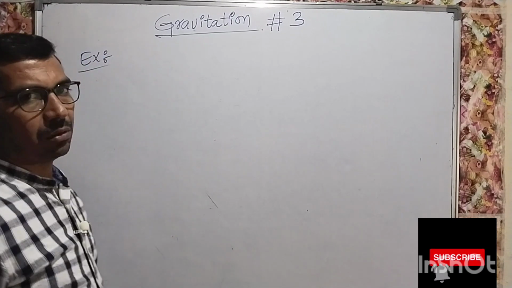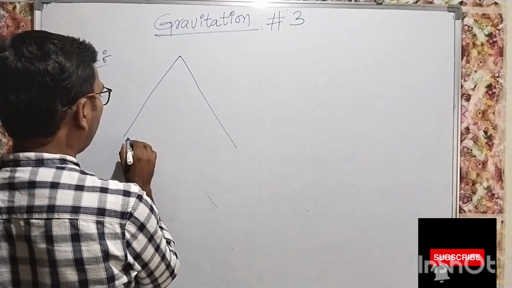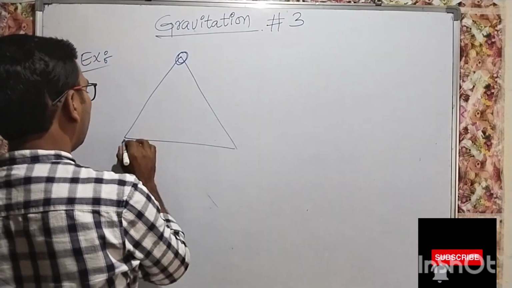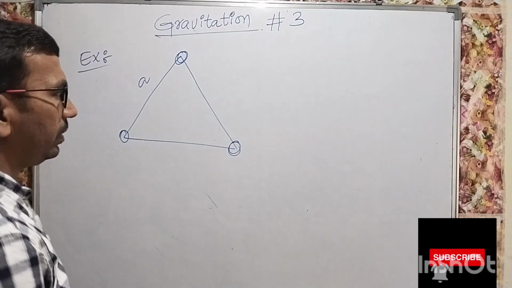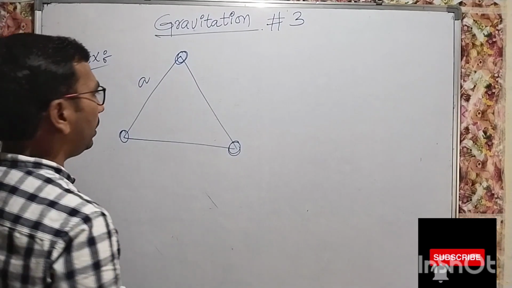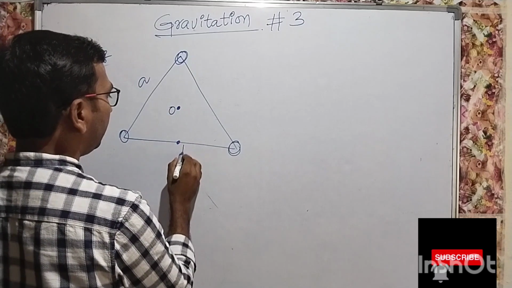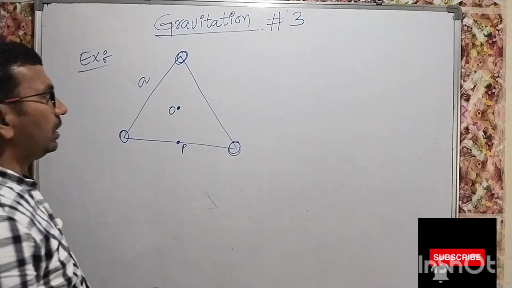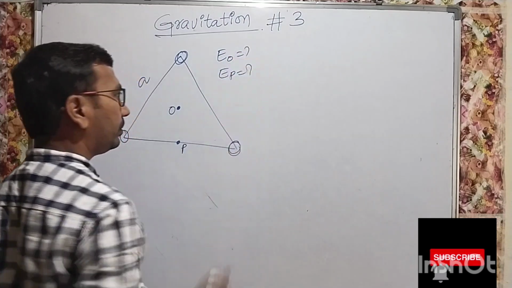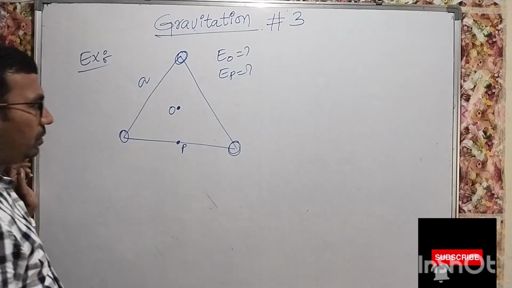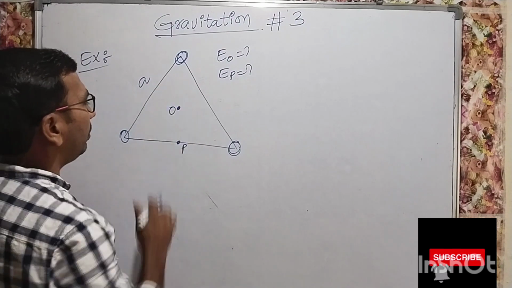Based on superposition, consider three identical masses placed at the vertices of an equilateral triangle of side A. You can find the gravitational field at the center O and at point P. So first I will find the gravitational field at point O.